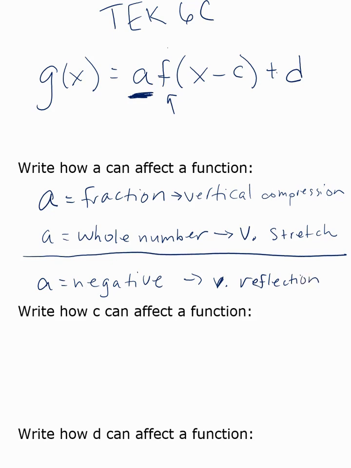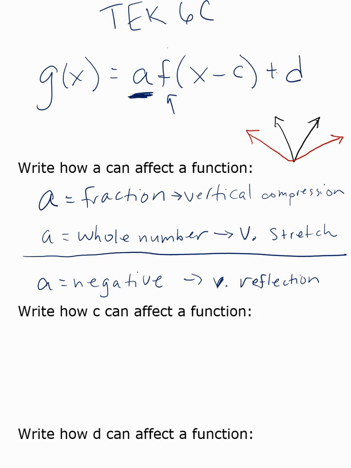Okay, now let's talk about what these look like. Vertical compression: if I start with an absolute value graph like this, a vertical compression is basically pushing this graph together. It's compressing it together, and so you're going to get a new graph that looks fatter like this.